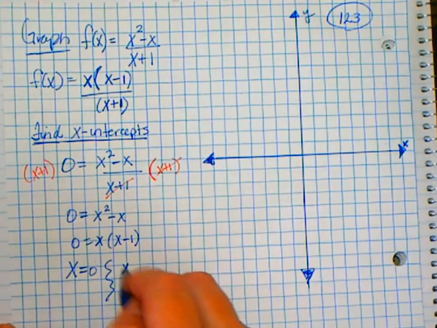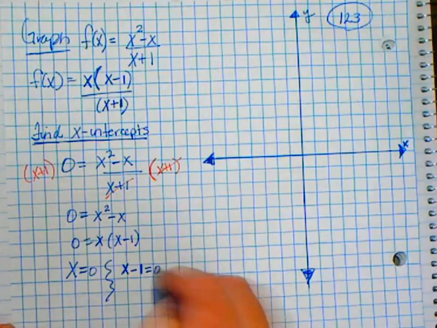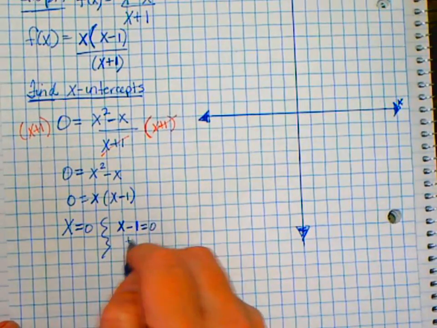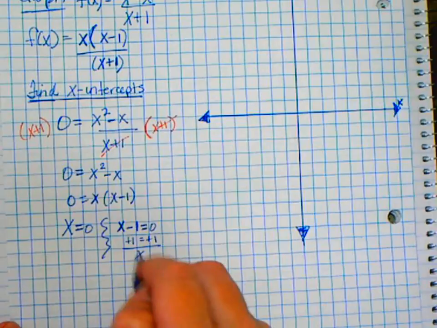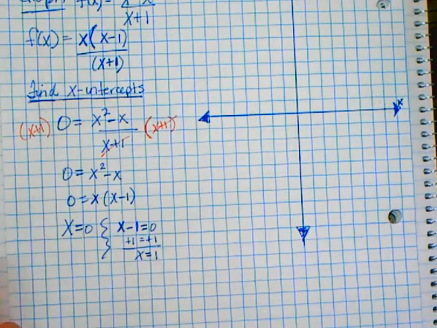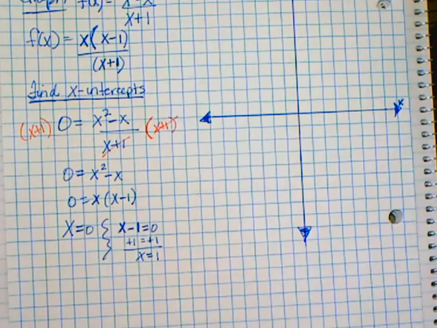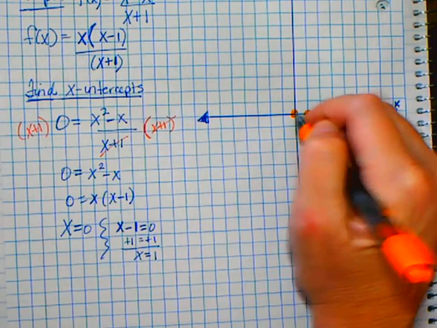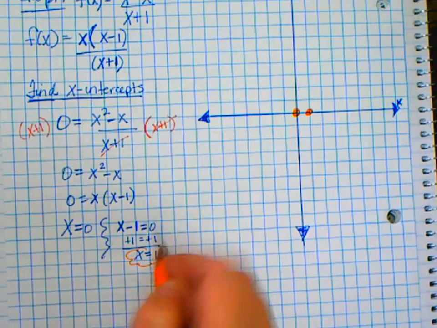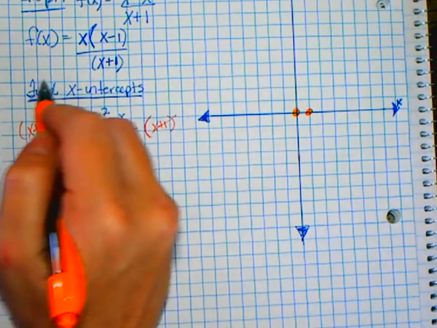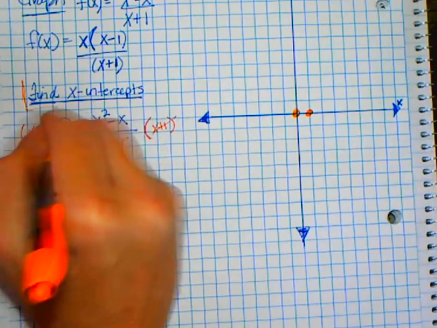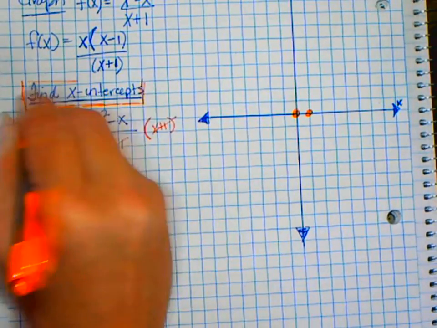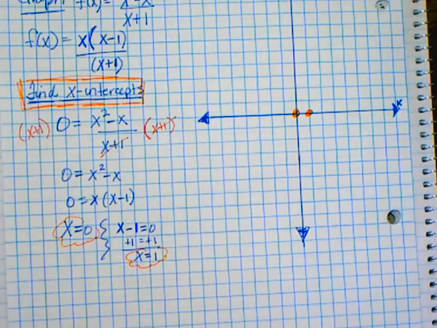X minus 1 is a factor. Set it equal to 0. It will be positive 1 because we add 1 to both sides. X equals 1 and x equals 0. So I will plot both of those points. My x-intercepts are 1 and 0. Everybody cool with that? Alright.